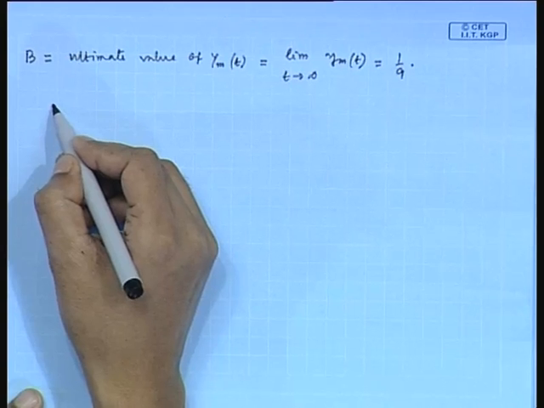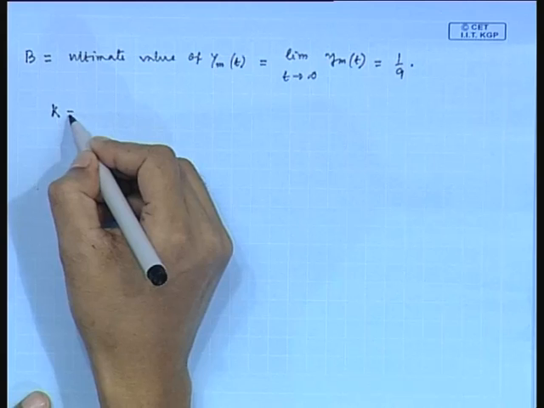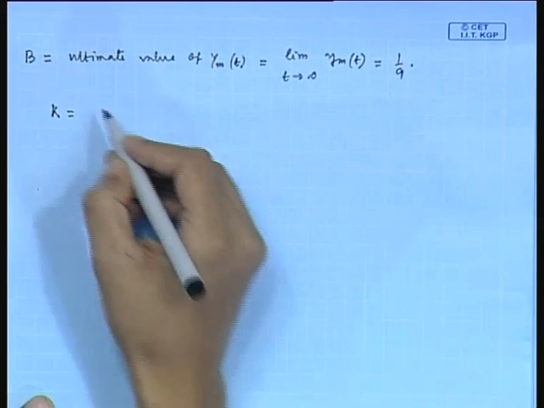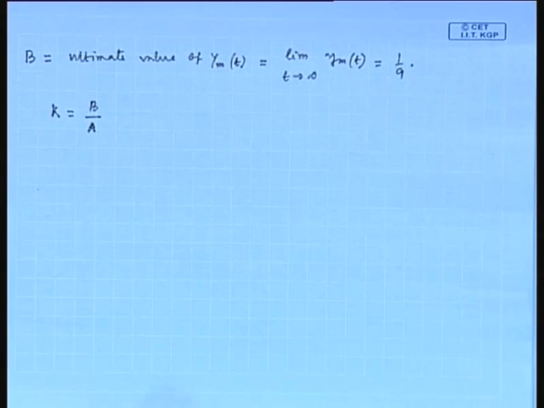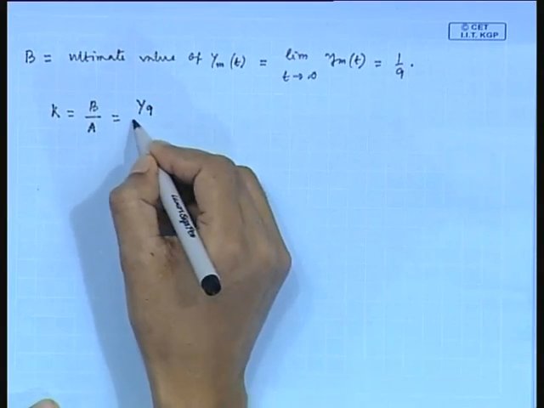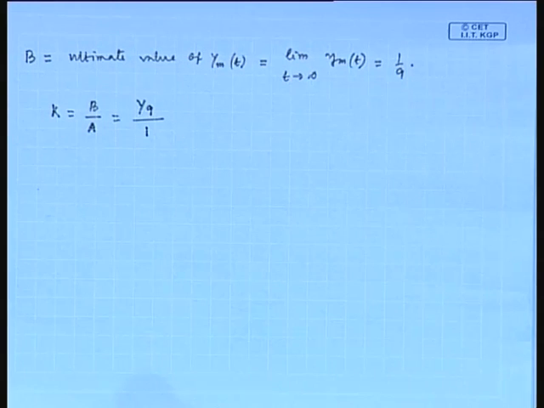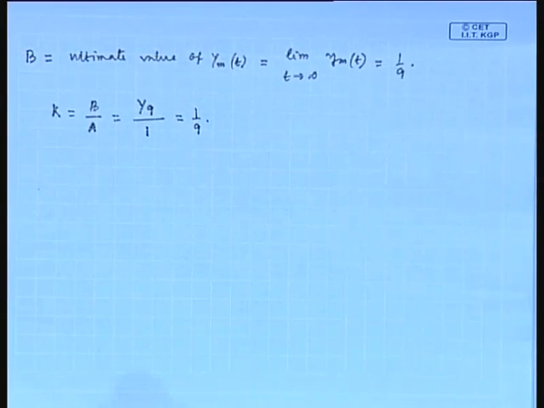Now, we can determine the gain K. K is equal to B divided by A. B is the ultimate value of the response and A is the magnitude of the input function. So, B we obtained 1 by 9 and A is 1, because we have introduced a unit step change. That means this K is 1 by 9.